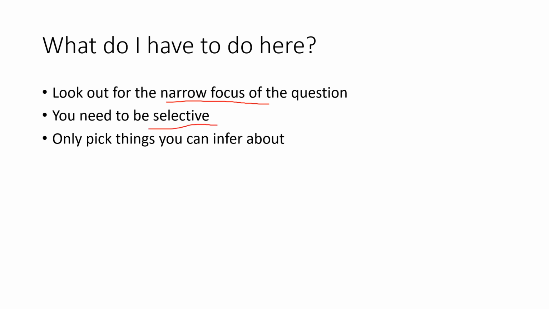You need to be selective with the evidence that you select. And you need to make sure you pick things that you can infer about. So if you're struggling to infer, that probably means that there is very little to infer about that quotation or references. So think very carefully about selecting with precision. And if you select with precision, you should be able to make an excellent inference.